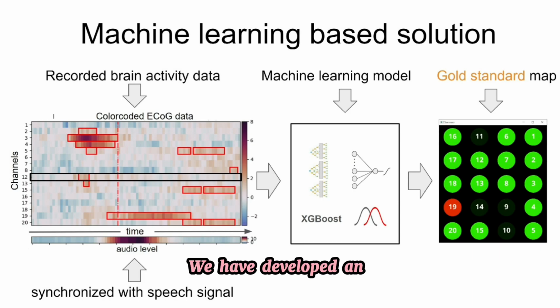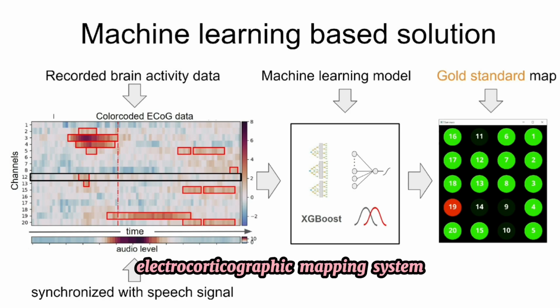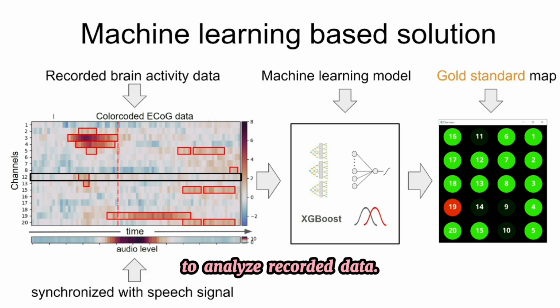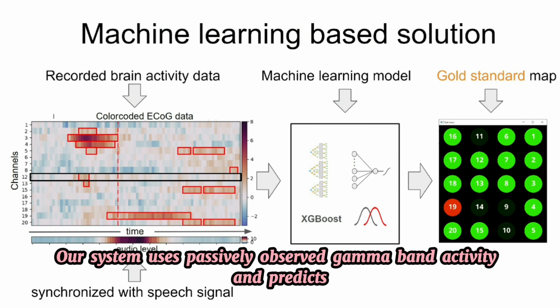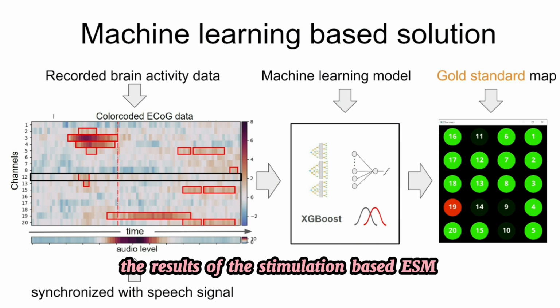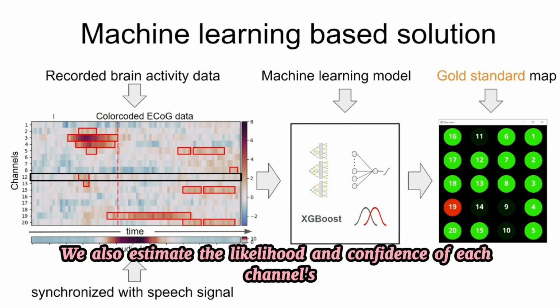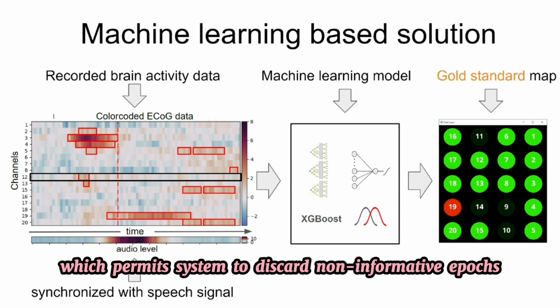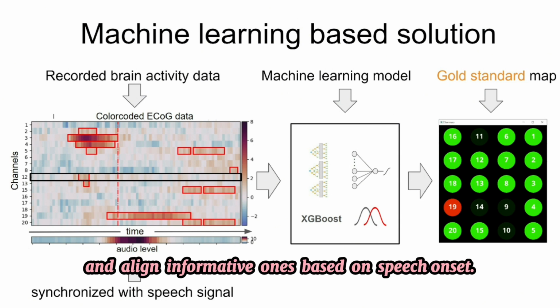We have developed an electrocorticographic mapping system that uses a supervised machine learning model to analyze recorded data. Our system uses passively observed gamma band activity and predicts the results of the stimulation-based ESM without actually performing it. We also estimate the likelihood and confidence of each channel's involvement in speech processes. Our system also features real-time speech recording, which permits the system to discard non-informative epochs and align informative ones based on speech onset.